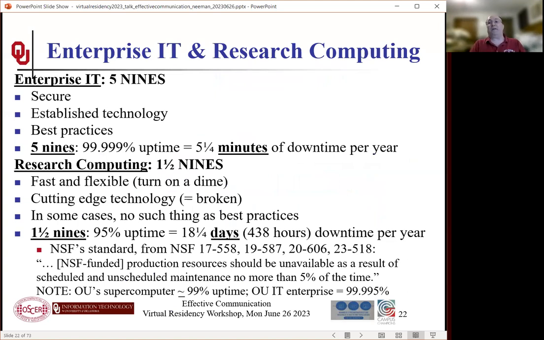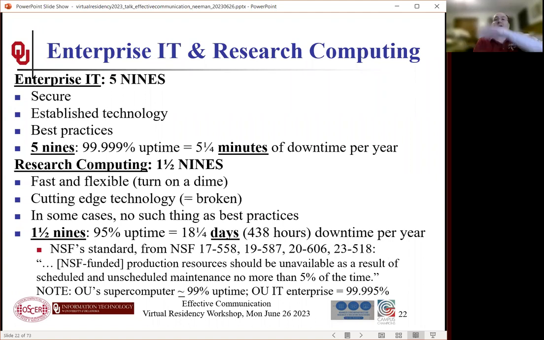So in enterprise IT, what do they care about? Well, everything has to be secure. It has to be established technology. They have to use best practices. Because what they're trying to accomplish is 5 nines. They want 99.999% uptime, which translates to 5.25 minutes of downtime per year. Right? That's a lot of uptime. Why do they need that uptime? We'll look at that in a minute.